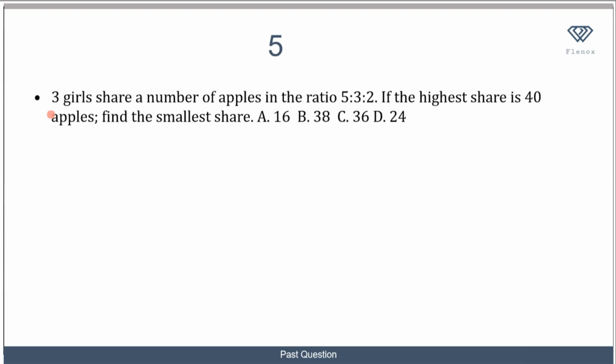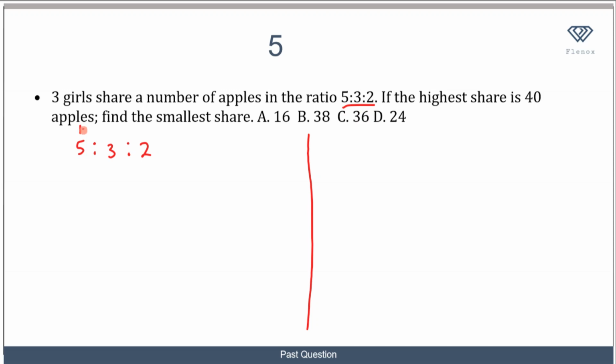So we said 3 girls share a number of apples in the ratio 5:3:2. If the highest share is 40 apples, find the smallest share. So now, let's get started. We are told that 3 girls share apples in this ratio, so they are sharing it in the ratio of what? 5:3:2.